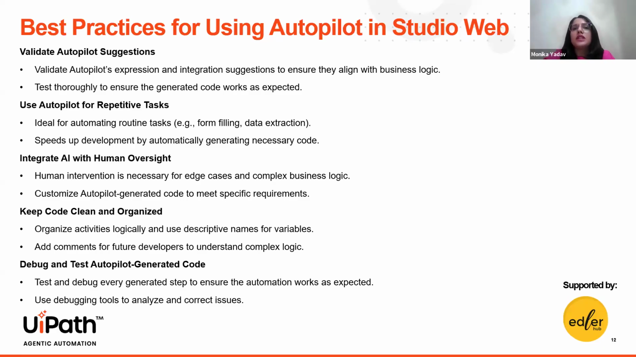Okay. The third is integrate AI with human oversight. AI can automate routine logic, but it cannot understand the business context as deeply as a human. So you should always review every AI generated expression, especially in critical flows like financial calculations or data sensitivity tasks. Then add conditional branching or exception handling wherever you feel it is required, and also customize the suggestions to suit edge cases or compliance logic.